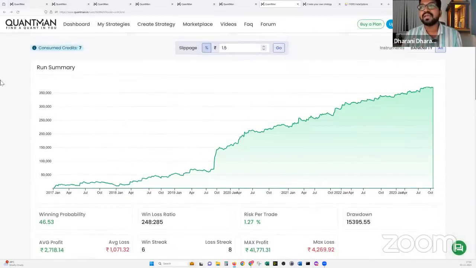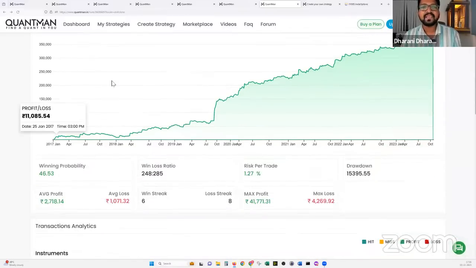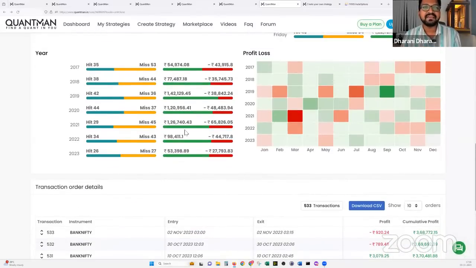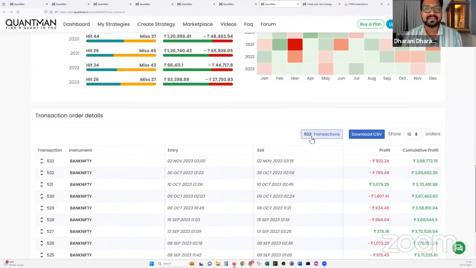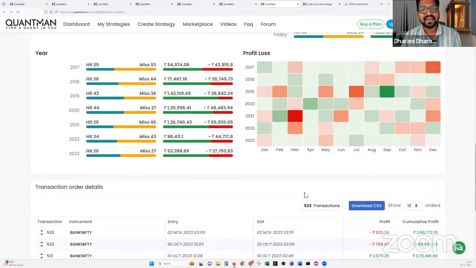Okay, so don't worry about brokerage and taxes, please, guys. Why? Because in the past 7 years, from 2017 till date, you have taken only 533 transactions. I'm pretty sure you guys are capable of placing 533 trades in a single month. But over here, in the past 7 years, it has taken only 533 trades.